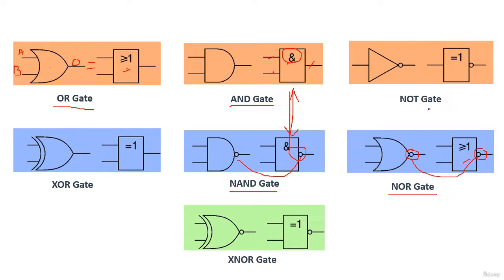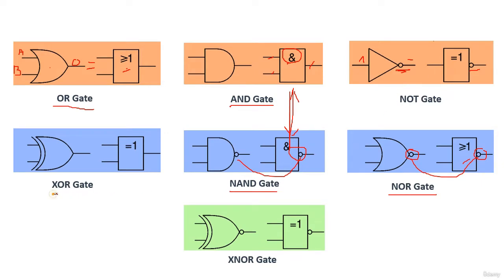Let's see now the NOT gate. This is the NOT gate. We have just one input here, and the output over here, and this NOT circle. Also this is its equivalent shape. We have equal to 1 and this circle. So this is the equivalent NOT gate.